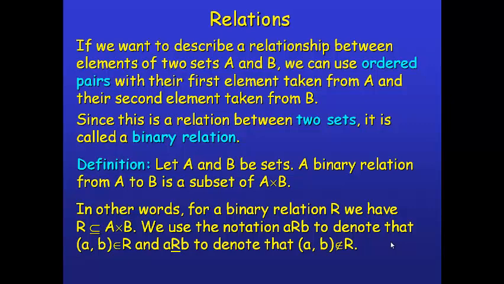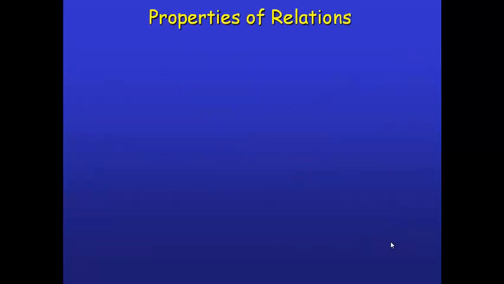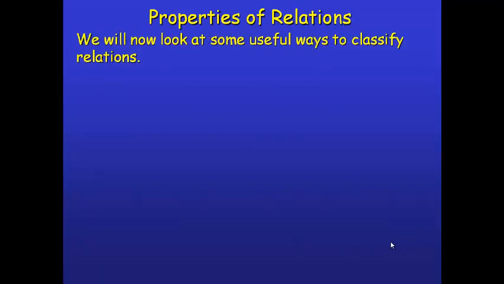We use the notation A R B to denote that the ordered pair (A, B) belongs to R, and A not R B to denote that the ordered pair (A, B) does not belong to R. Next, we see the properties of relations. We will now look at some useful ways to classify the relation.